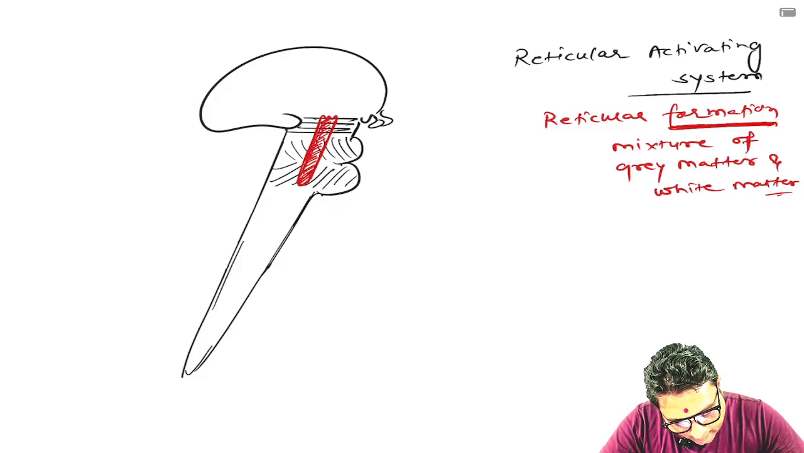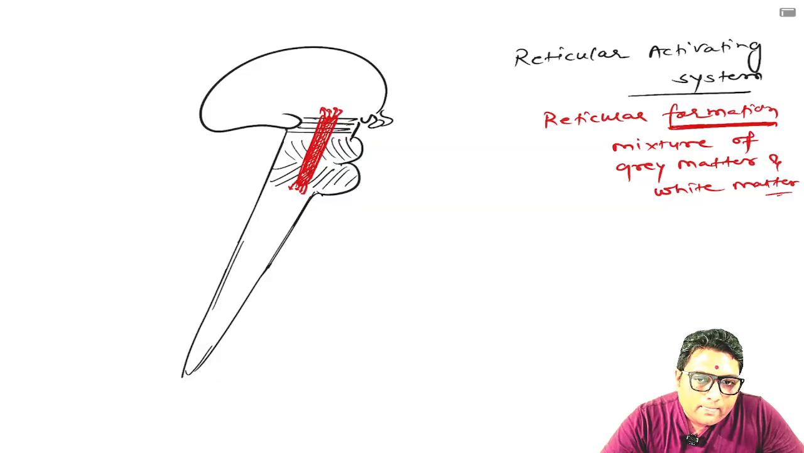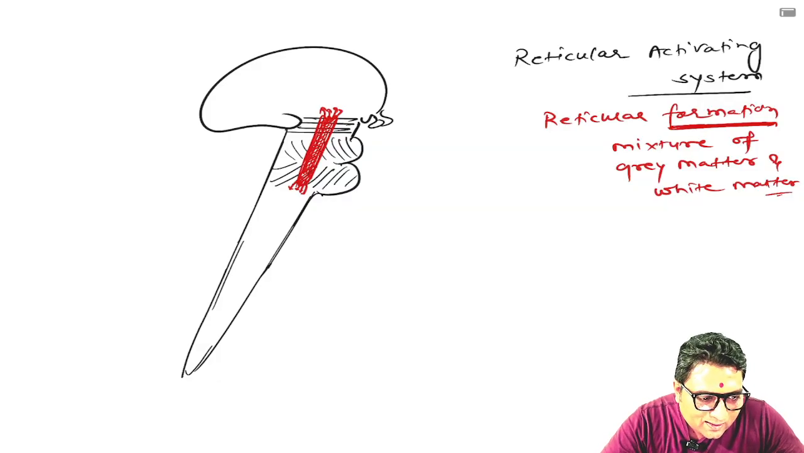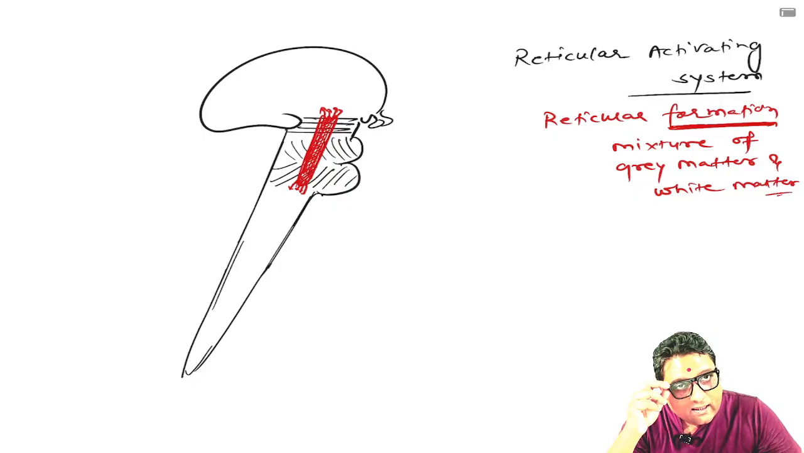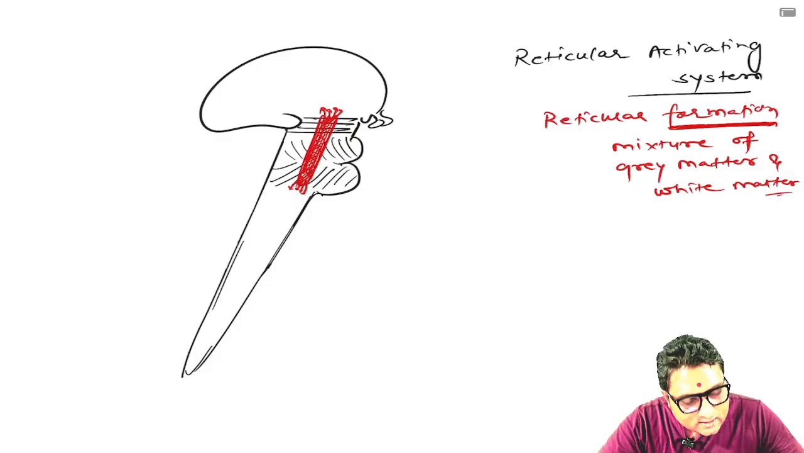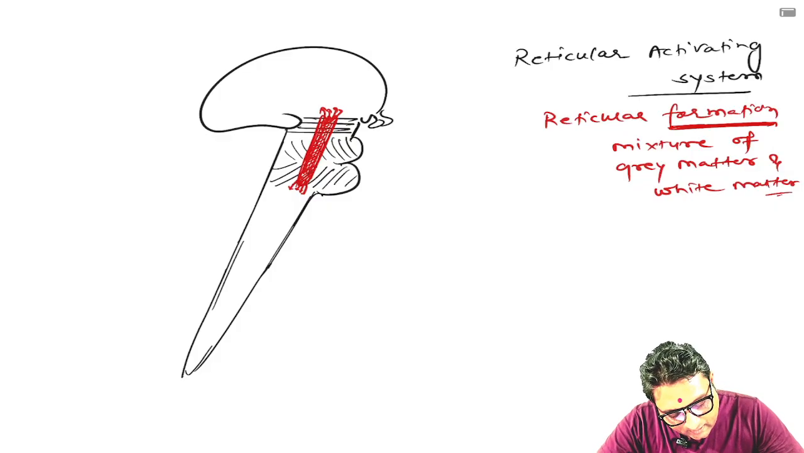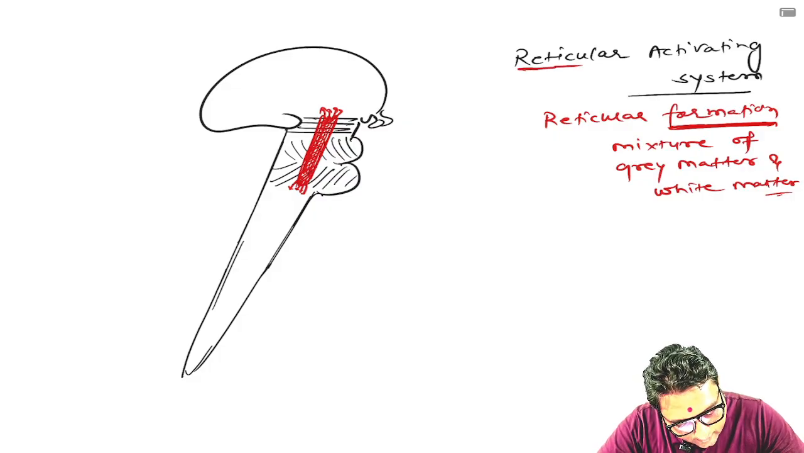Now, this reticular formation has ascending fibers which ascend toward the cerebral cortex and some descending reticular formation. The fibers that are going downward are descending. The fibers going upward through the reticular formation are the ascending reticular formation, which is the functional part of the reticular formation, and it is also called the reticular activating system.